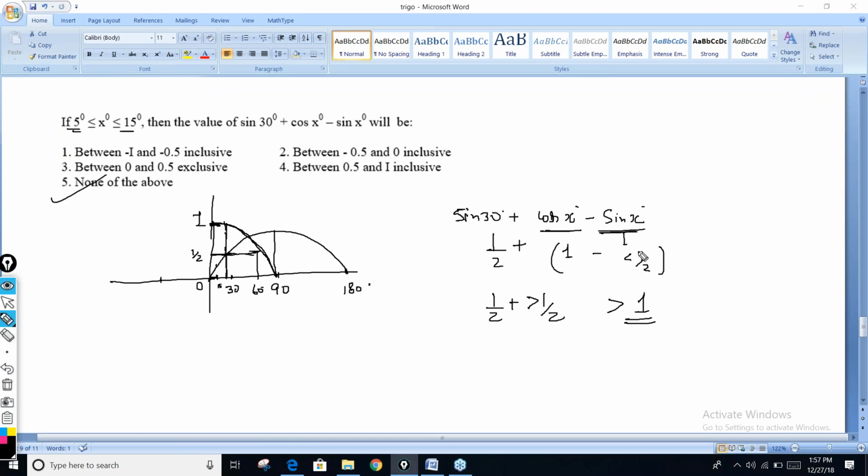So none of the options is satisfying, because the difference for cos x minus sin x will be more than half, definitely. So this is half and this is more than half. The answer is more than 1. Straight away, the answer is none of these. So if you know how to draw the graph, it is easier. Okay, come to the next one.